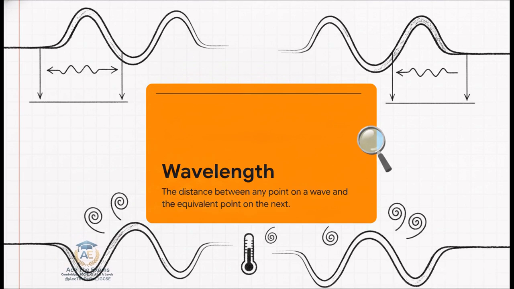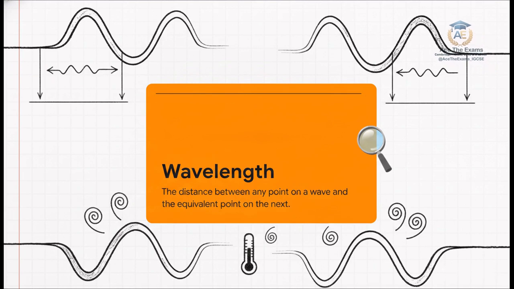All right, shifting gears from stored internal energy, let's look at how energy moves through different mediums. To master waves, you need a highly precise diagnostic vocabulary. First up is wavelength. This is simply the distance between any point on a wave and the exact equivalent point on the next wave. For example, the distance from one peak directly to the very next peak.